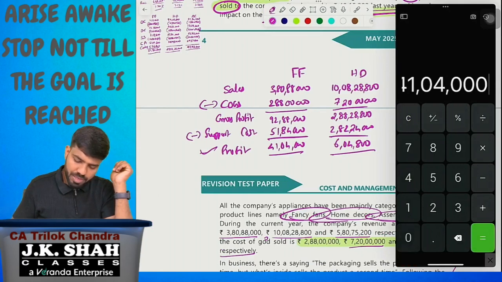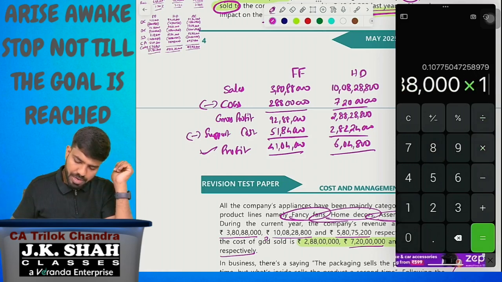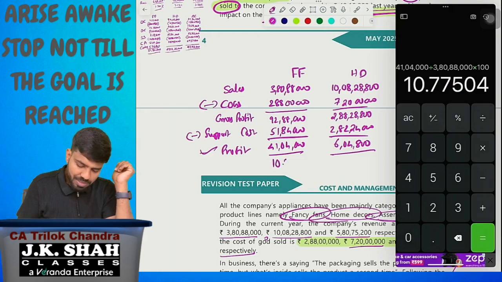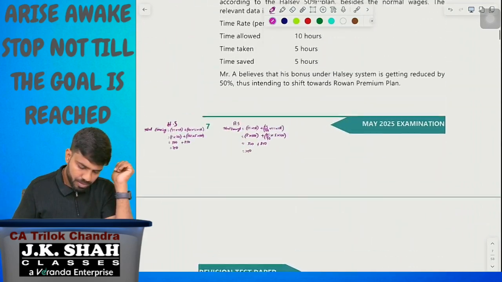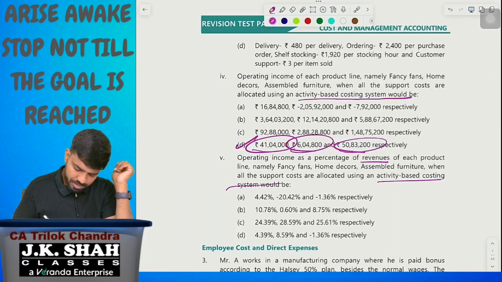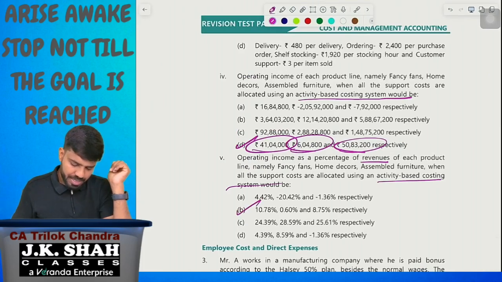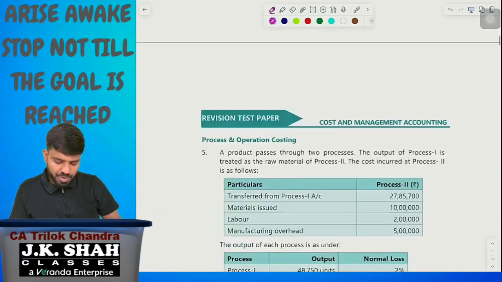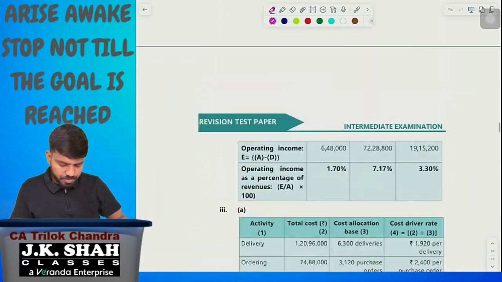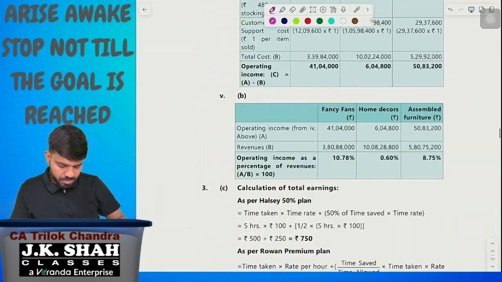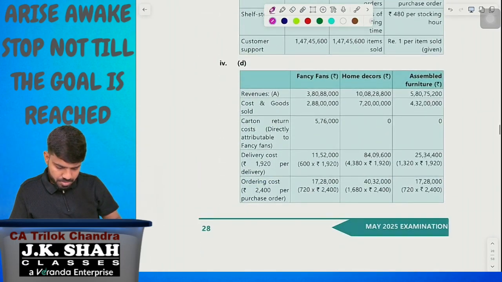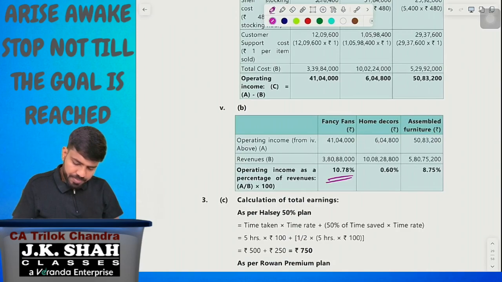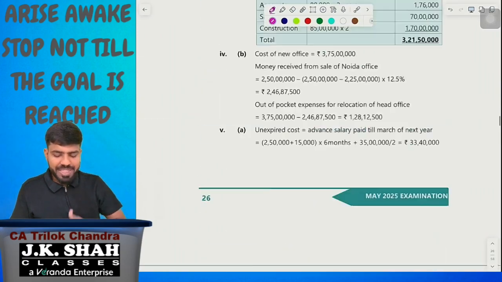So 41 lakh 4,000 divided by 3 crore 80 lakh 88,000 into 100 equals 10.77%. Is there any answer with 10.77%? Oh, here it is. I think B is the answer. Number 5, B. We can confirm with one item only. Let us cross check that. Here it is, 10% divided by 8.75%. Clear? So by this we are done with the first two lengthy questions.